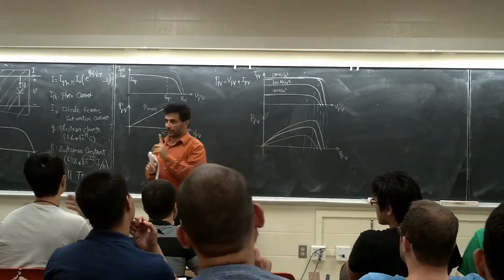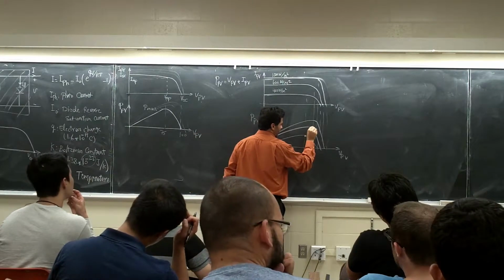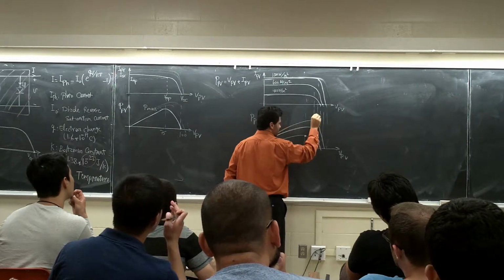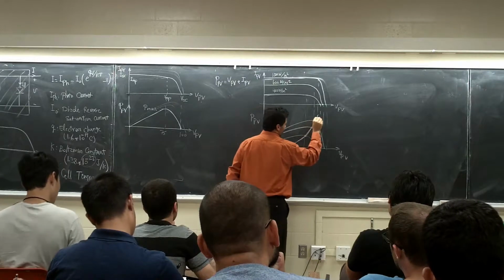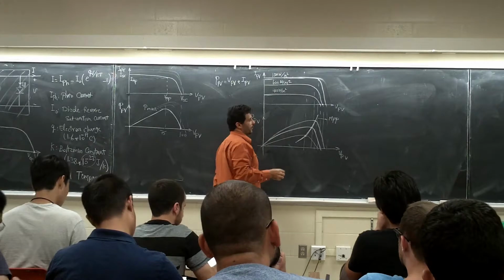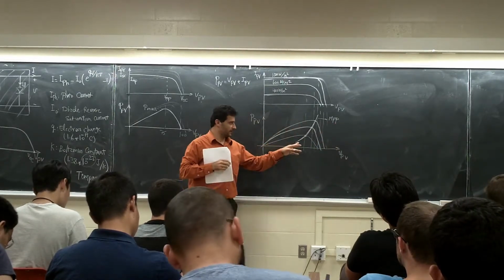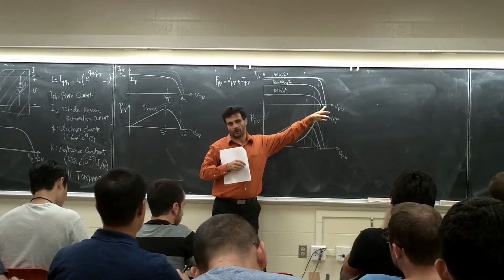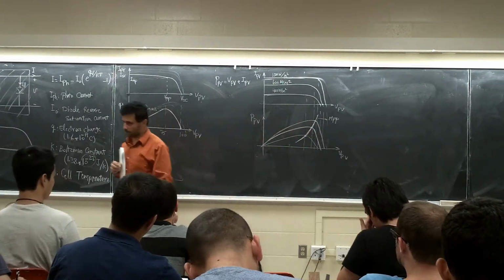Your control system, all the time, if you are here, you should work here. If you are here, you should work here. If you are here, you should work here. See? This is the maximum power point, MPP. We want to be on this curve, and the control system should find this to be able to generate the maximum power.